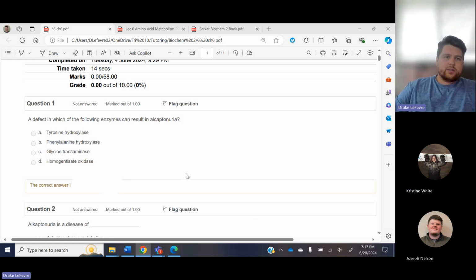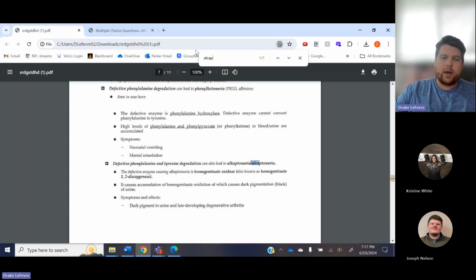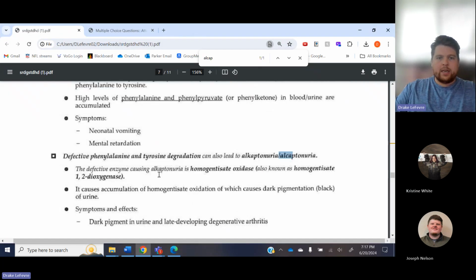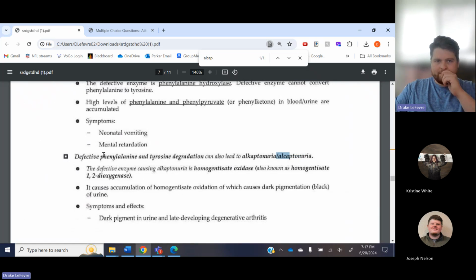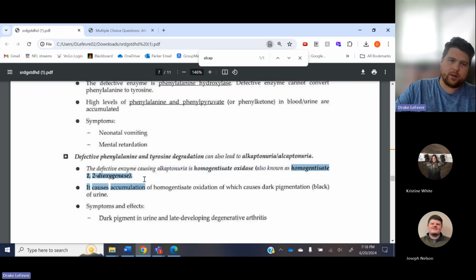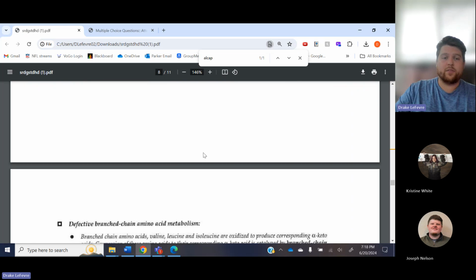Okay. So, a defect in which of the following enzymes can result in alkaptonuria. So, alkaptonuria specifically is phenylalanine and tyrosine degradation, which can lead to alkaptonuria. The defective enzyme is homogentisate oxidase, also known as homogentisate 1,2-dioxygenase. Again, a lot of this is just going to be matching. You have to know which one goes with which, and then the symptoms of them.